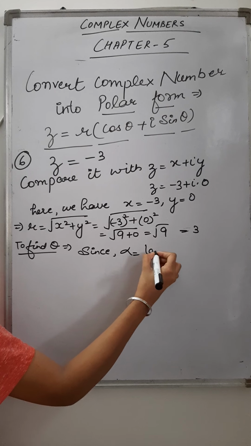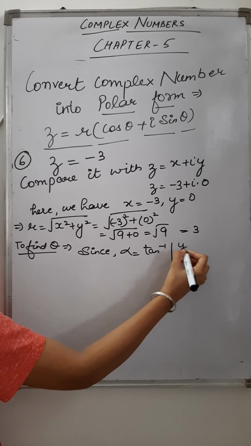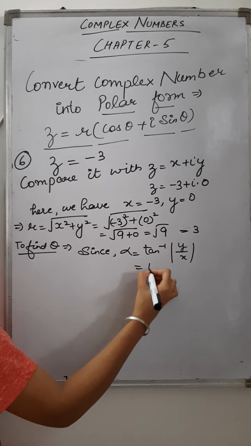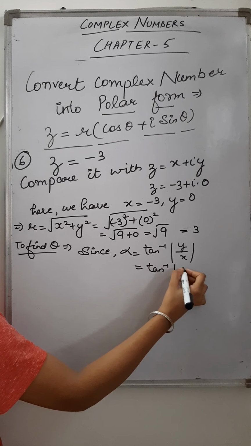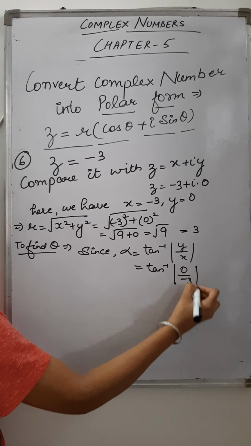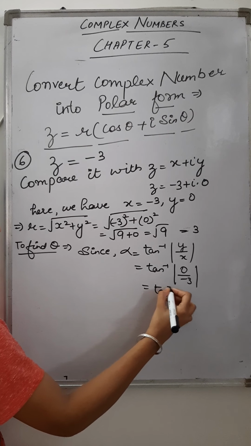alpha is equals to tan inverse y upon x, tan inverse, y is 0 and x is minus 3. This is your tan inverse 0.